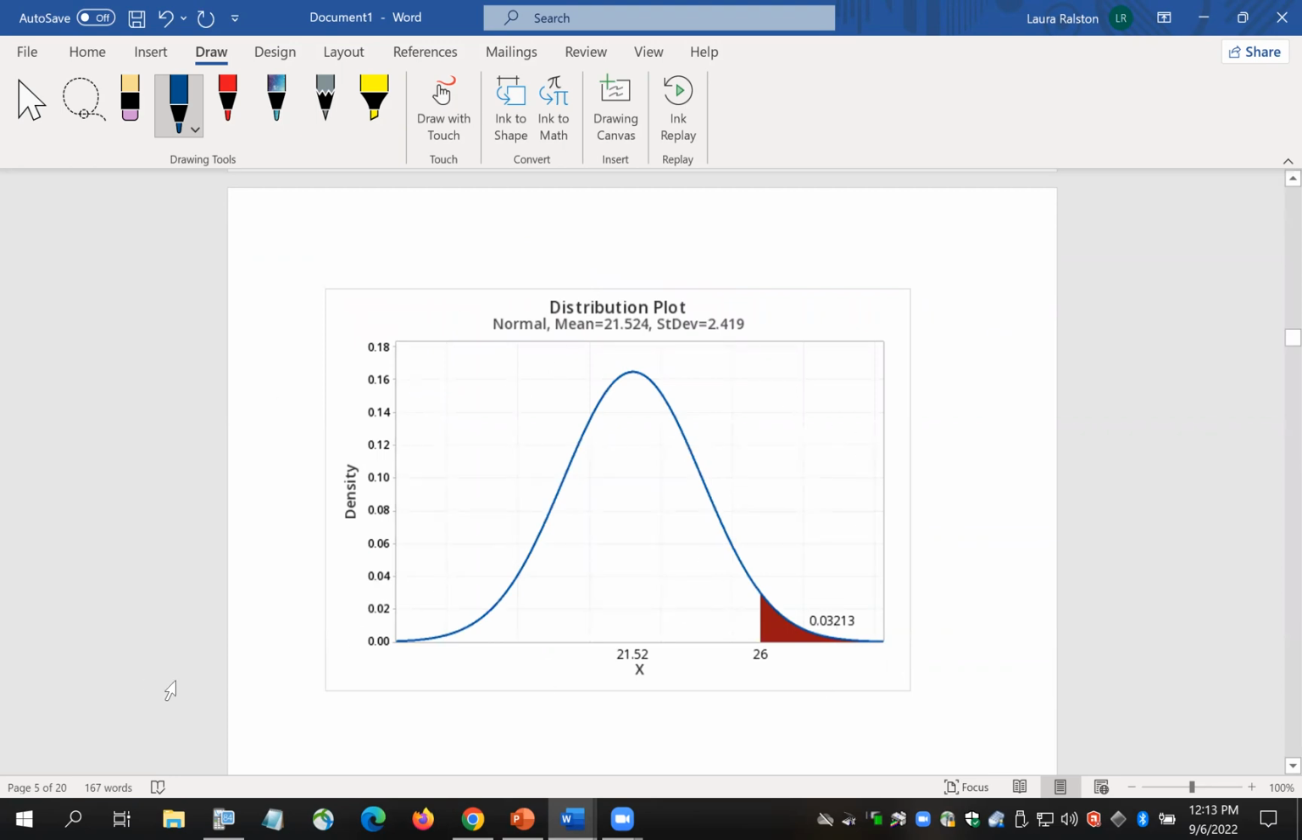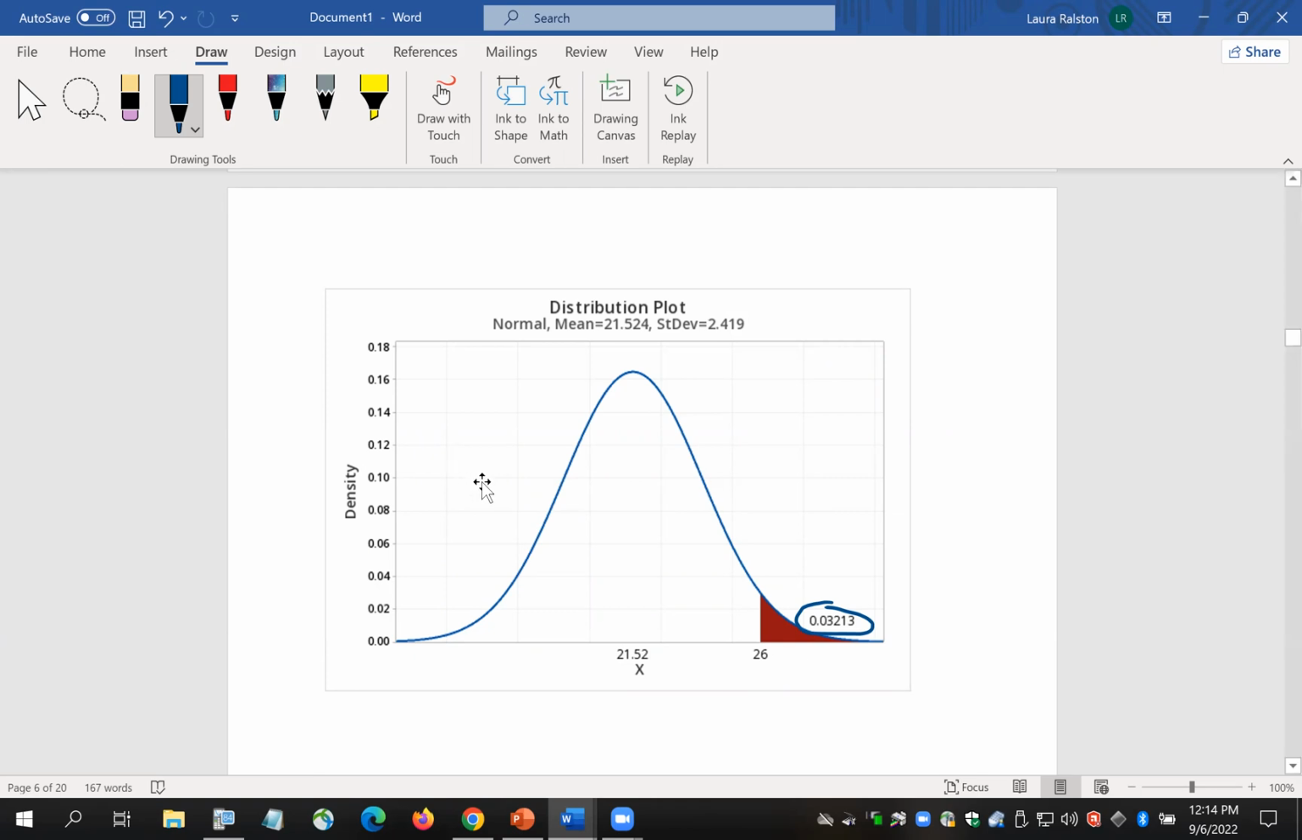Okay, so here's the graph that appears in the top half of the screen. It's called a distribution plot. It indicates that it's normal with a mean of 21.524 and a standard deviation. Notice it has your mean labeled. It has our point of interest, which was 26. What I'm looking for, my answer, is this value right here. This is the area, this red shaded region. This is the area under the curve. Minitab has taken that crazy formula, done the calculus, and given us this value.